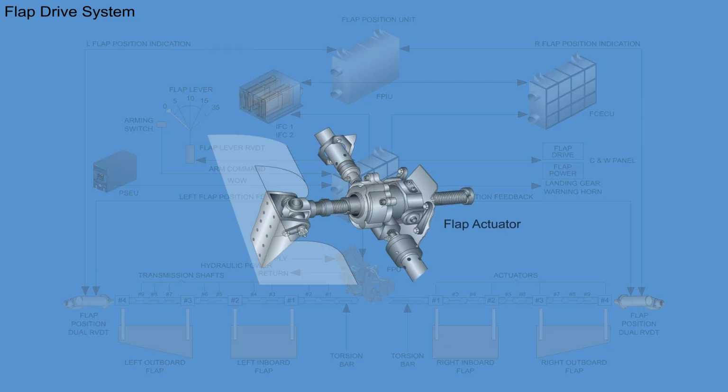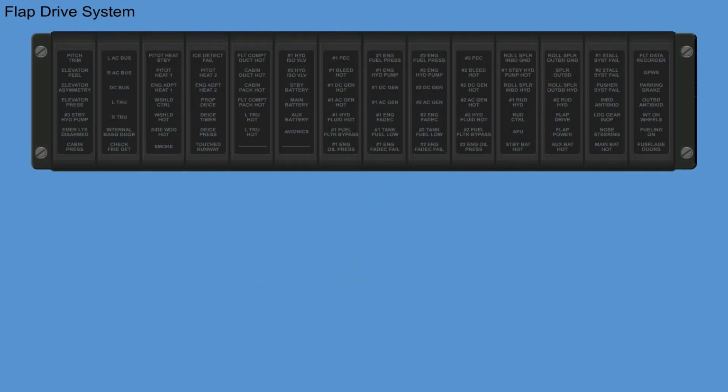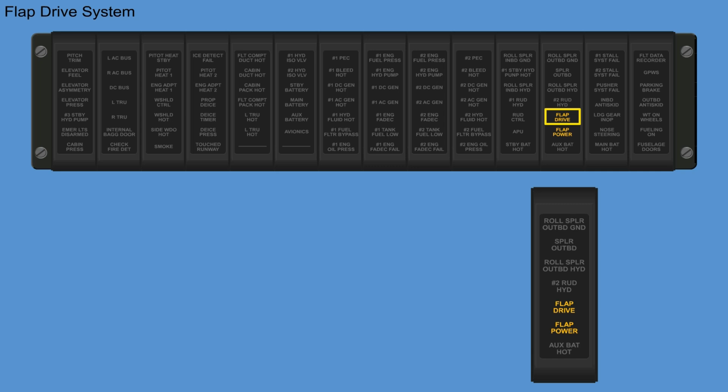The no-back torque limiter device on each flap actuator keeps the flaps in the selected position regardless of the aerodynamic loads. Maximum flap travel is limited by the use of non-jamming end stops. If a flap failure occurs, either the flap power or the flap drive caution light comes on.